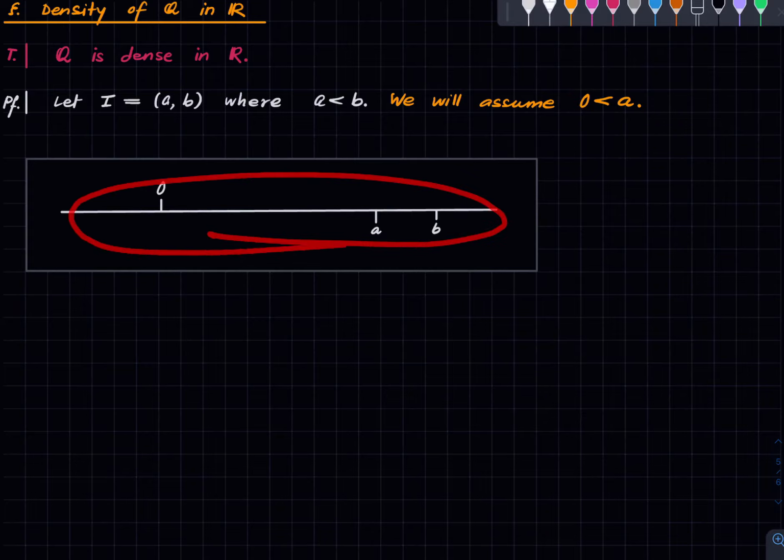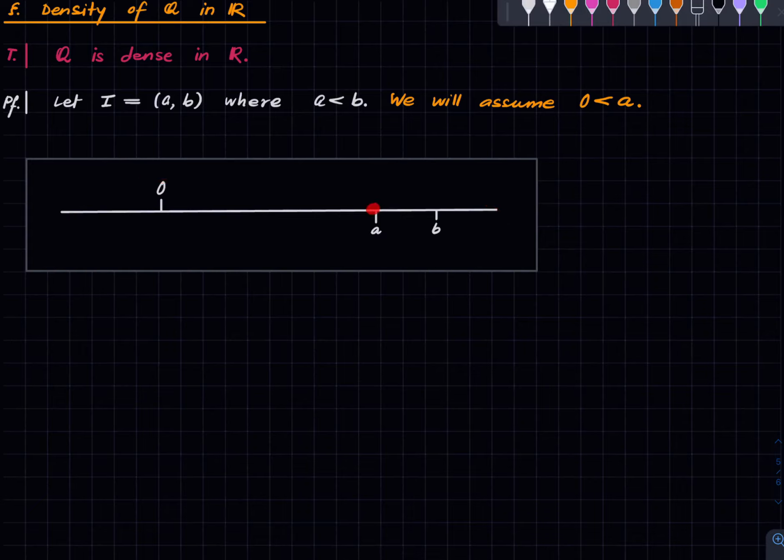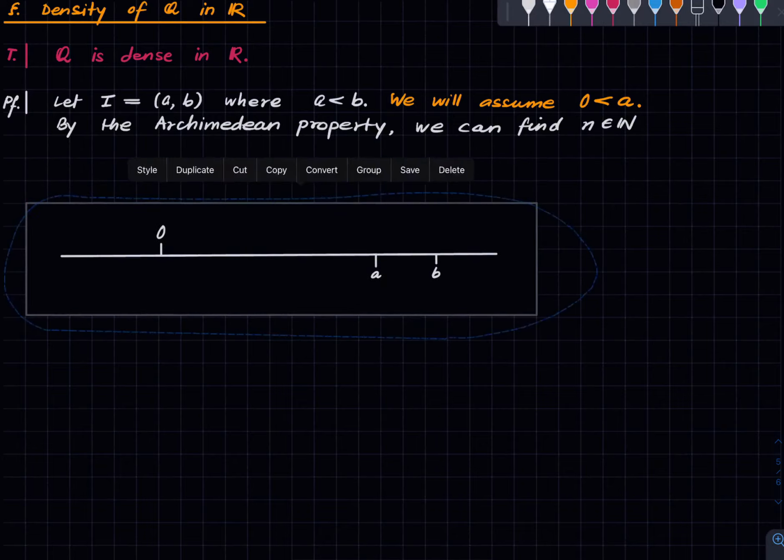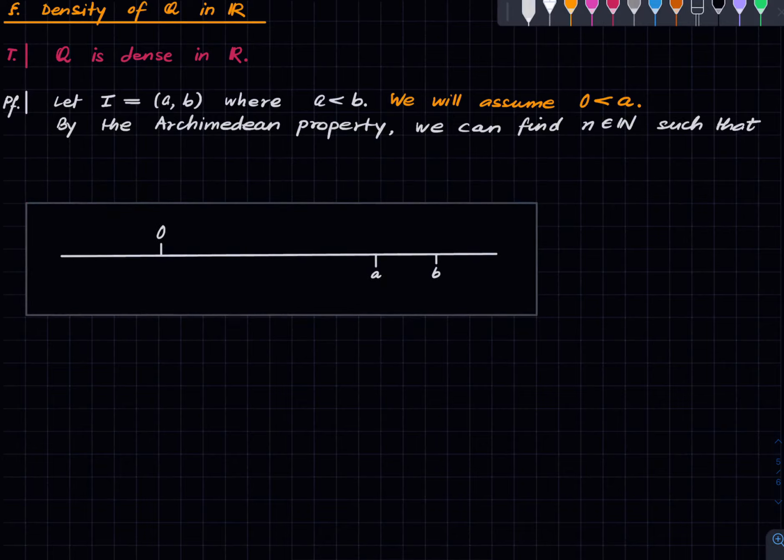Okay, so this picture is what the situation right now looks like. We have a positive real number a, something greater than a, and we want to show that there is some rational number inside this region. Alright, now by the Archimedean property, we can find n such that n is a natural number, such that 1/n is less than b minus a, and 1/n is also less than a.